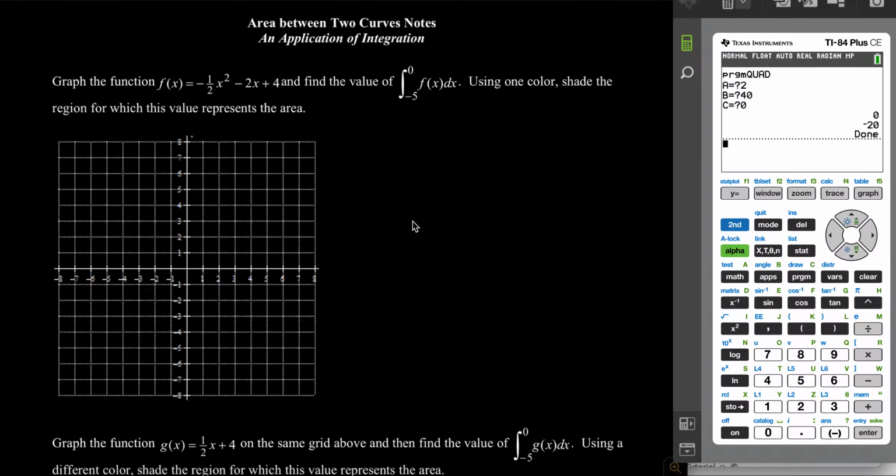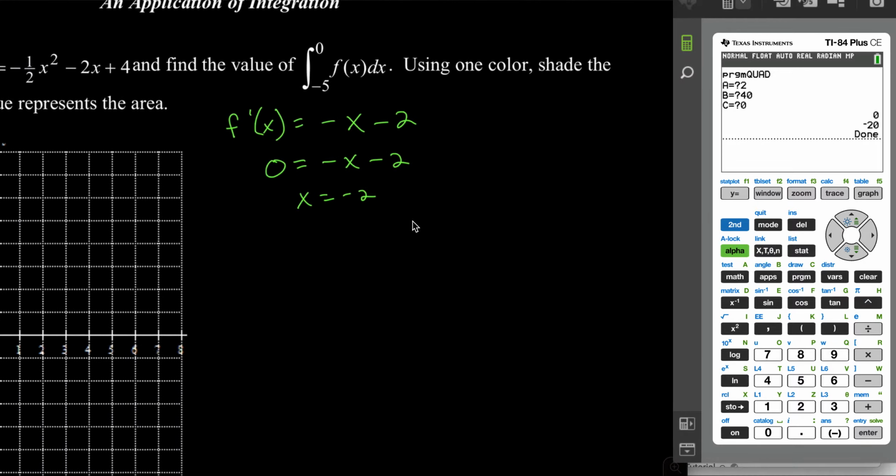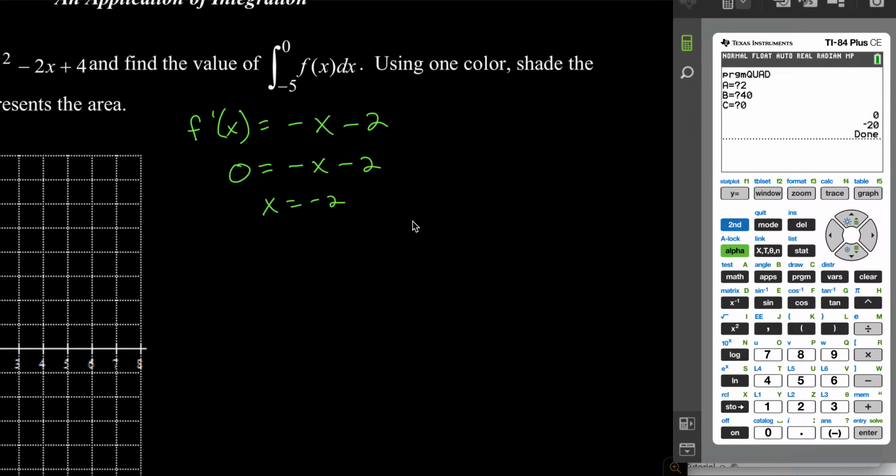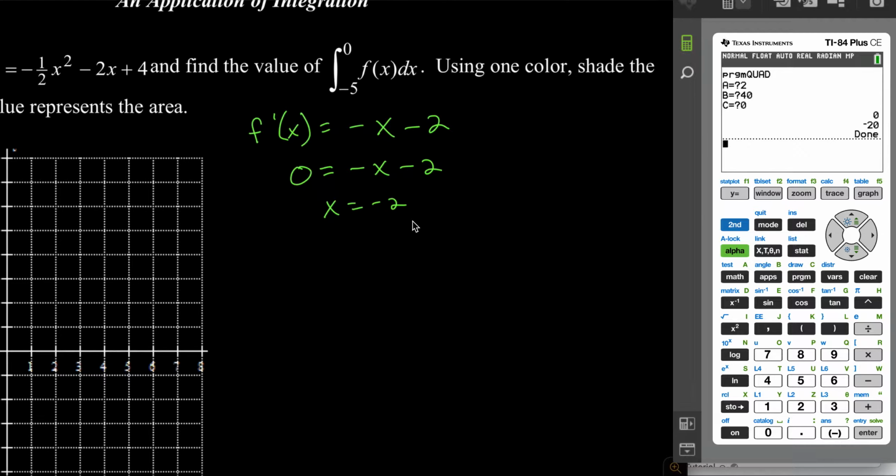It opens downwards, so I need to find the vertex, which is the maximum. Now I could do -b over 2a, but since this is a calculus class, we're going to review a concept here, and we're going to take the derivative of f, which will be -x, and then -2. We set the derivative equal to 0 because that will find any maximums or minimums. So I get x equals -2. So I will have a maximum at x equals -2, or a minimum. I know it's a maximum. I don't have to do the sign analysis here because I know that the parabola opens downward.